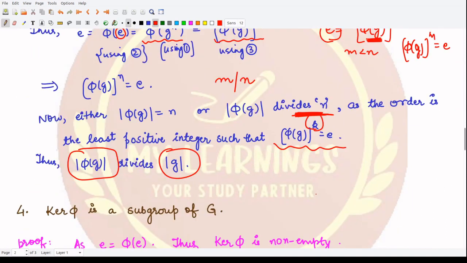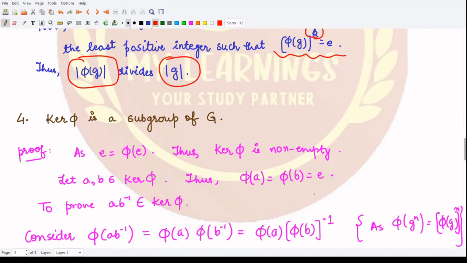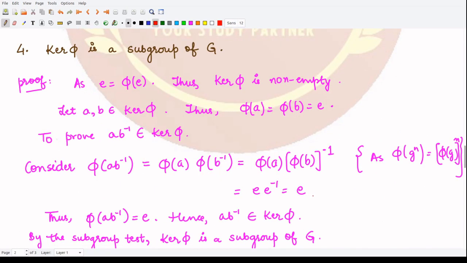Now moving on to our fourth property, we have to prove that the kernel of phi is a subgroup of G. This is a very interesting property. Here we first of all show that the kernel of phi is non-empty. It is not an empty set. It has at least one element, which is the identity element, because the identity could be written as phi of e according to property 1. Hence by the definition, this e would definitely belong to the kernel of phi. Hence the kernel of phi is non-empty.